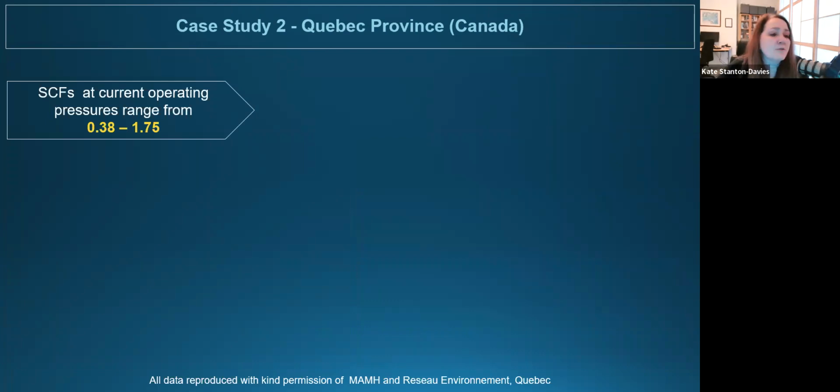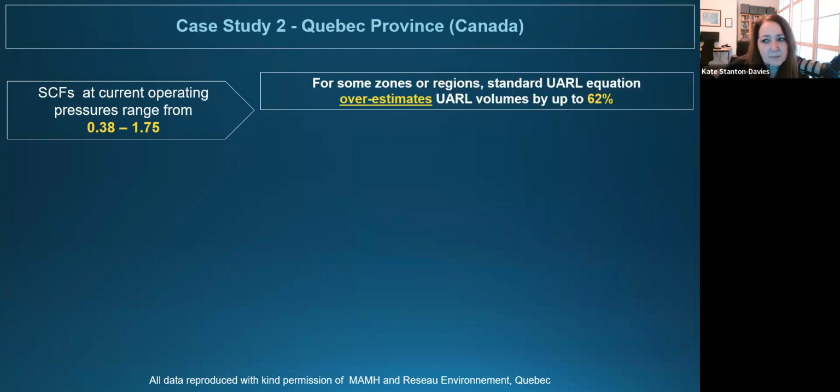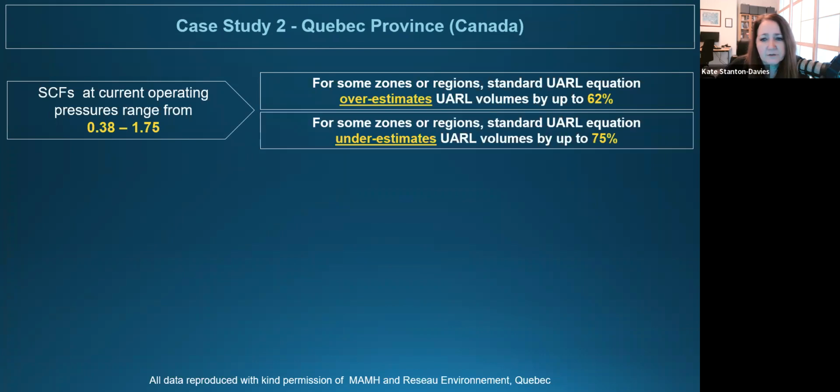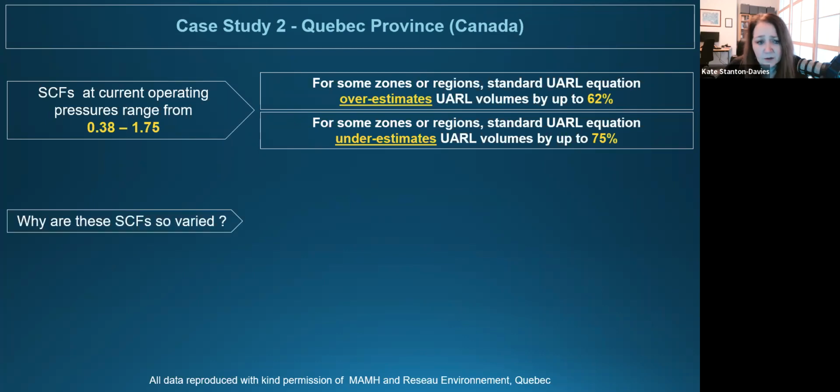So we found, in summary, that in Quebec province, we had SCFs ranging from 0.38 to 1.75. What does that mean? It means for some zones or regions, particularly those smaller zones with lower pressures, we were seeing the standard UARL equation overestimating UARL volumes by up to 62%. And for those larger, higher pressure systems, UARL volumes are being underestimated by the standard UARL equation by up to 75%.